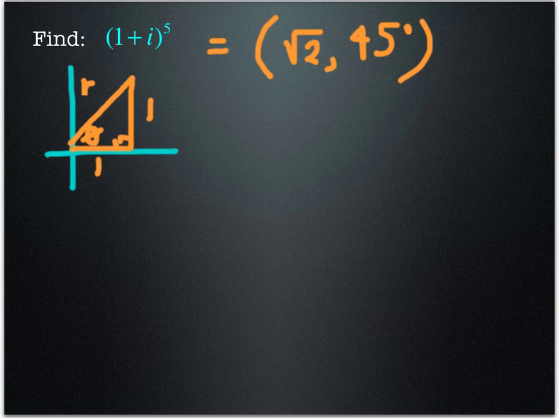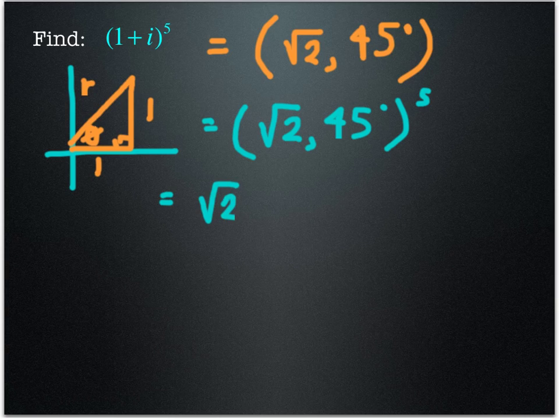Now, when I take that to the fifth power, I'm going to change pen colors here a bit. So I want to do that now. I want to take the square root of 2, 45 degrees, and I want to take that to the 5th power. So, according to de Moivre's theorem then, I would take the square root of 2, and I have to take all that to the 5th power, and then I would take 5 times 45 degrees. That's all there is to it.